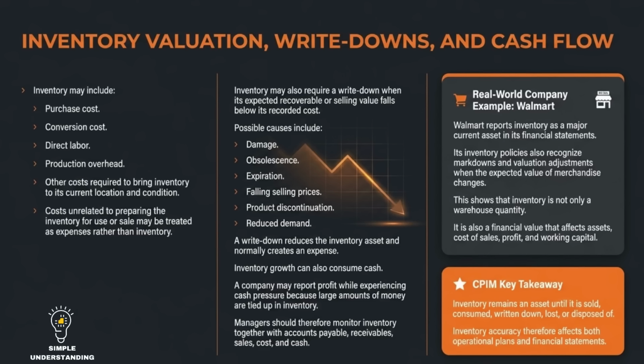Inventory may include purchase cost, conversion cost, direct labor, production overhead, other costs required to bring inventory to its current location and condition. Costs unrelated to preparing the inventory for use or sale may be treated as expenses rather than inventory. Inventory may also require a write-down when its expected recoverable or selling value falls below its recorded cost. Possible causes include damage, obsolescence, expiration, falling selling prices, product discontinuation, reduced demand. A write-down reduces the inventory asset and normally creates an expense.